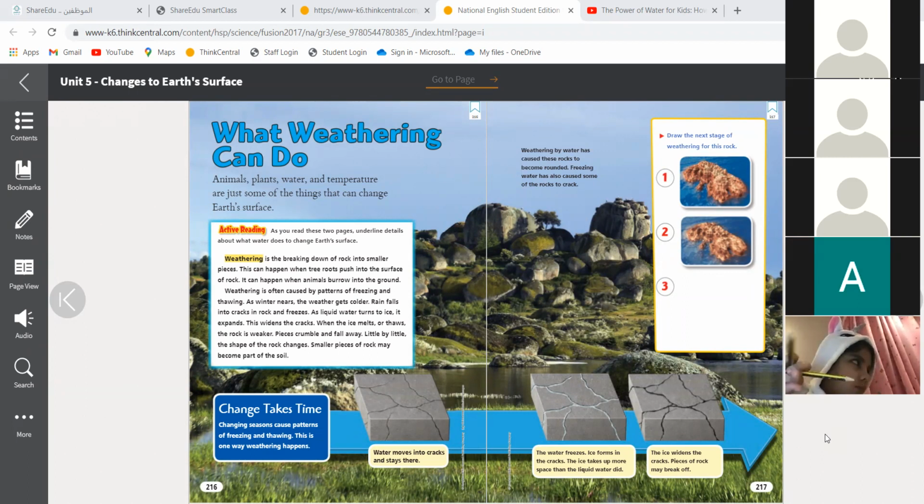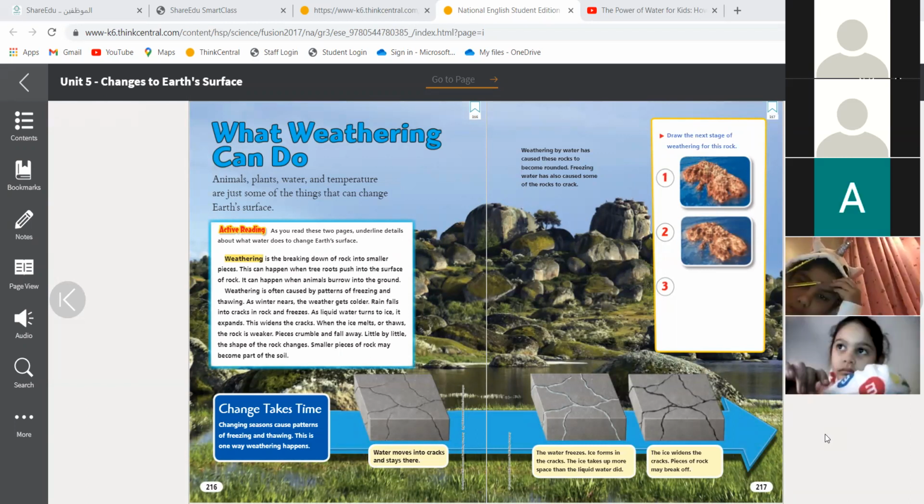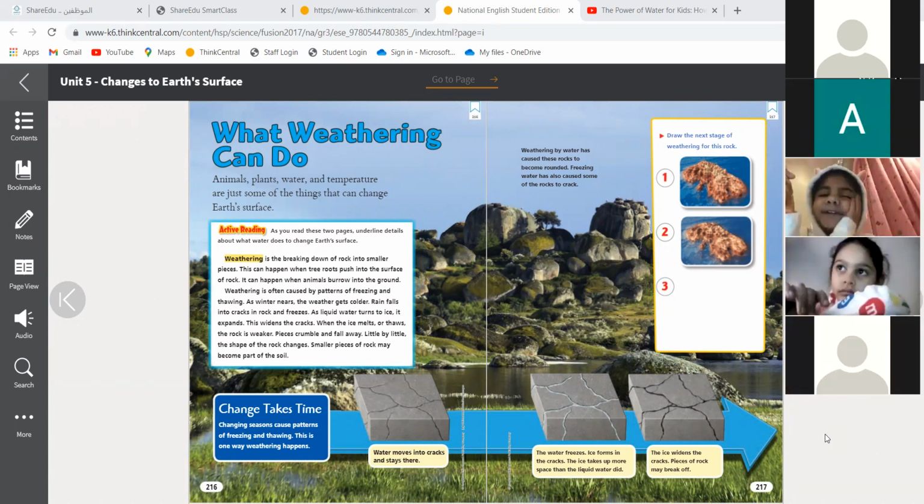Okay, erosion is the cleaner. I'm trying to help you here. If weathering is breaking down the rocks, the hammer will break down the rocks. Then erosion will clean up the mess. How? By taking these pieces from one place to another, by moving. So erosion means to move. All the rocks and sand or soil will move from their places as the water flows.